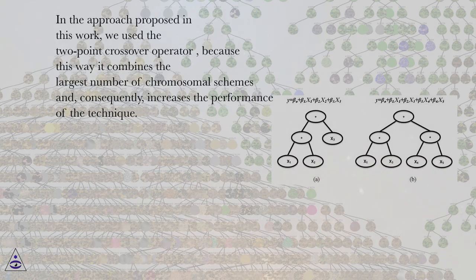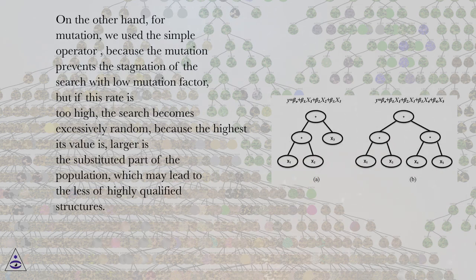In the approach proposed in this work, we use the two-point crossover operator, because this way it combines the largest number of chromosomal schemes and, consequently, increases the performance of the technique. On the other hand, for mutation, we use the simple operator, because the mutation prevents the stagnation of the search with a low mutation factor. But if this rate is too high, the search becomes excessively random, because the higher its value is, the larger the substituted part of the population, which may lead to the loss of highly qualified structures.